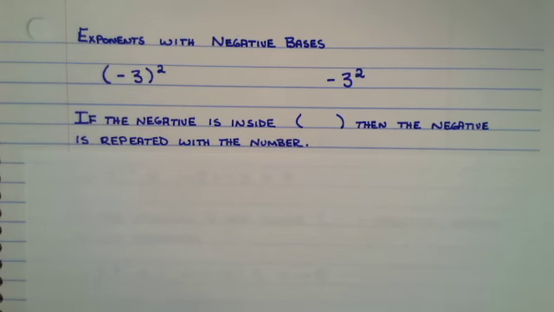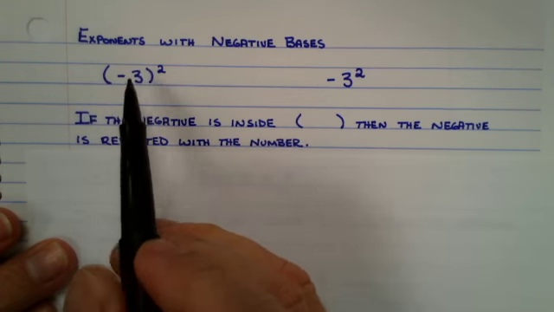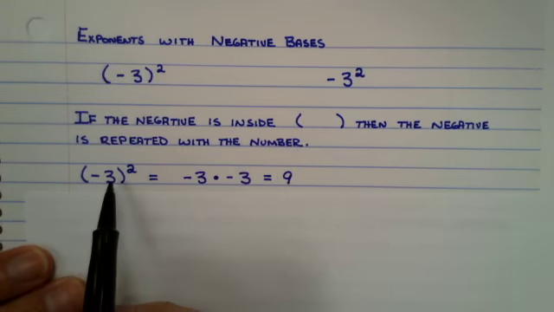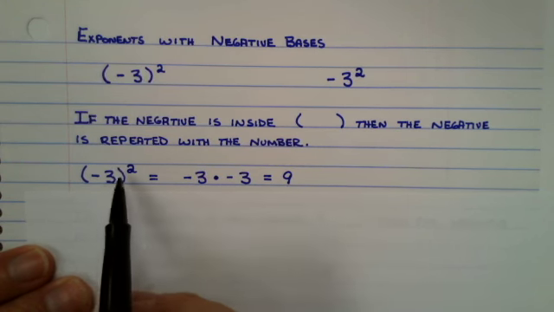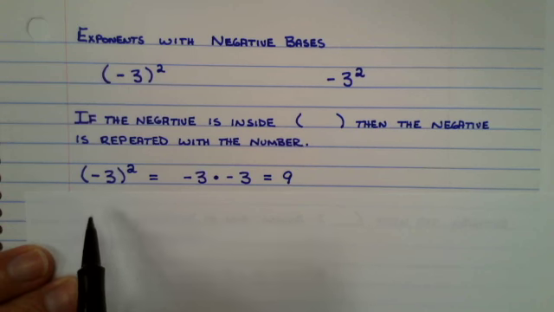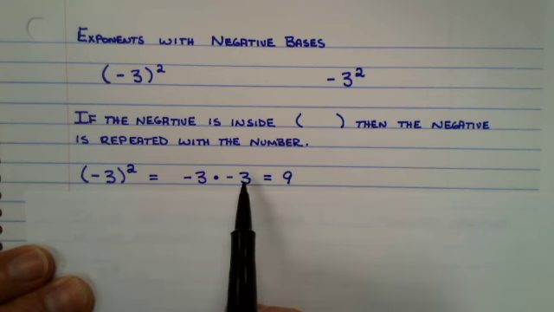If the negative is inside the parentheses, then the negative is going to be repeated with the number. Meaning this example right here, the negative is inside the parentheses, so it's going to be repeated. These parentheses are telling you that that negative goes with that 3. So in this situation, negative 3 squared is going to be negative 3 times negative 3.